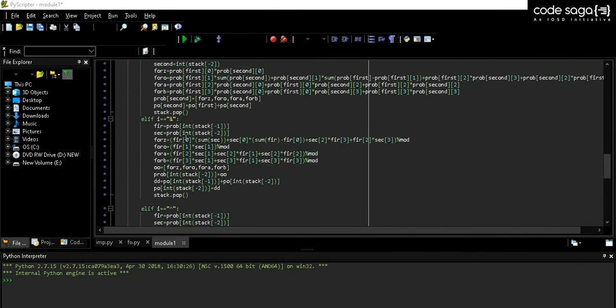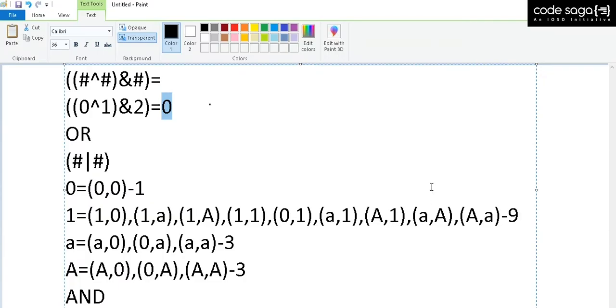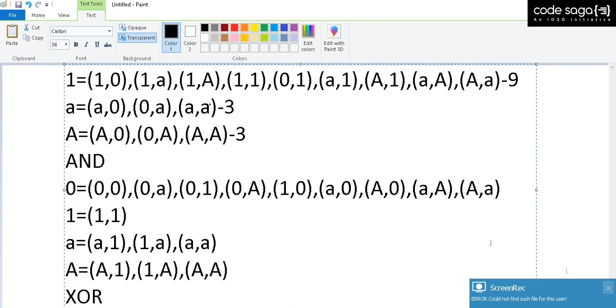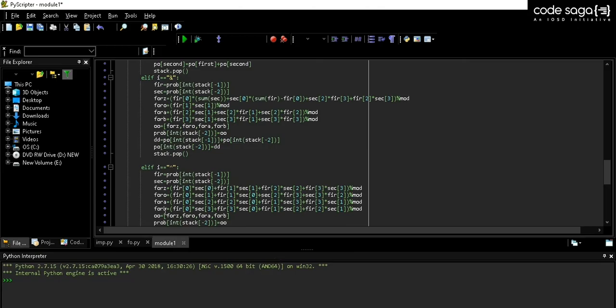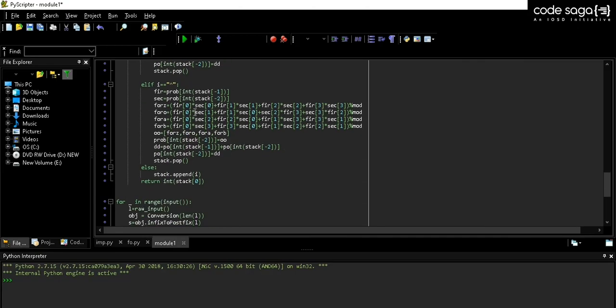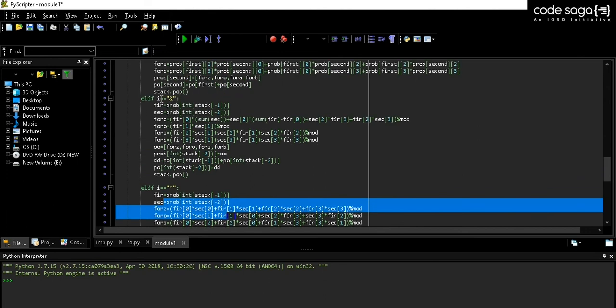I've finished the rest of the code similarly by the table that we made here. For OR, this was the probability I had written down. For XOR, these were the probabilities, and for AND, sorry, and for XOR, these were the cases. So here is my code for that. This is for XOR. I made one small change.